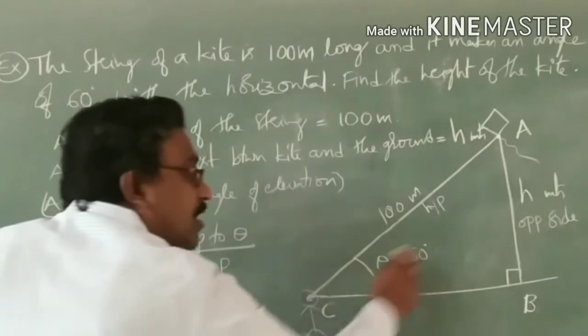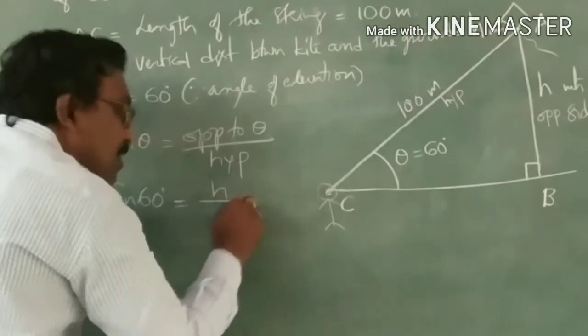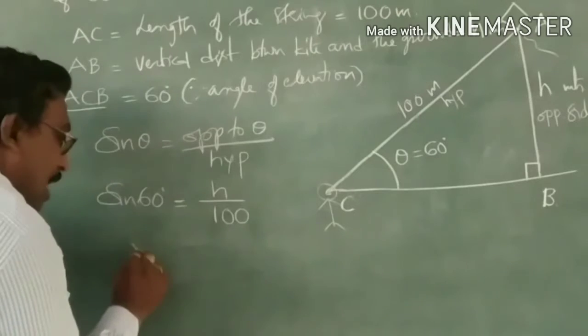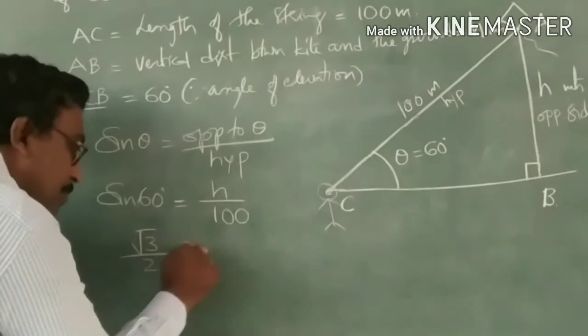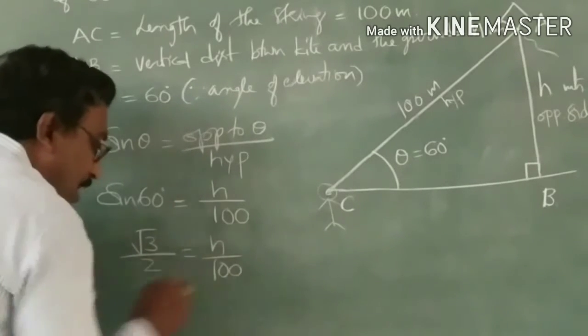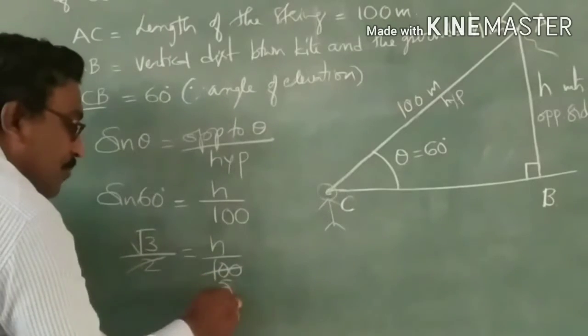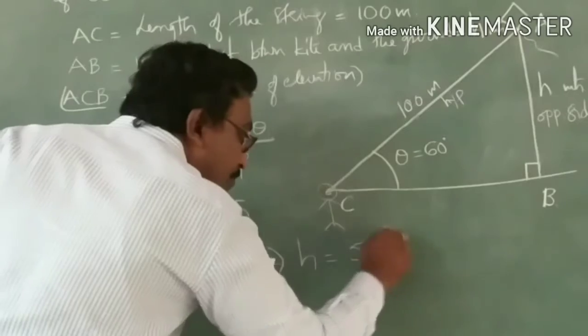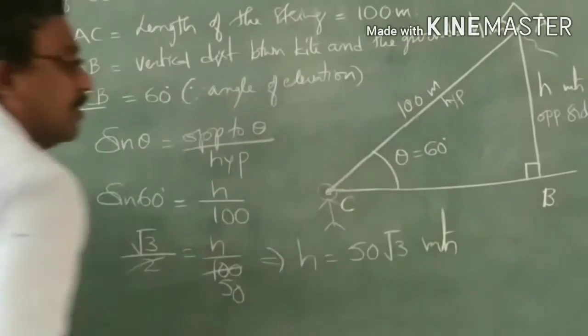Opposite to theta is h. Hypotenuse is 100. Sin 60 value is root 3 by 2. So h by 100. 2 into 100, 50 times, cancel. That means h is equal to 50 root 3 meters.